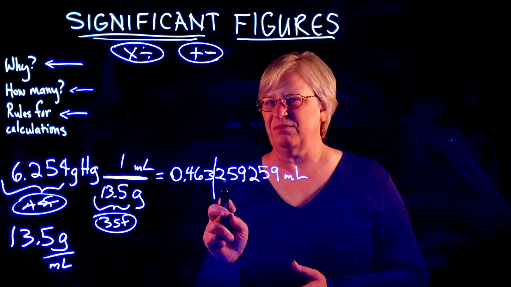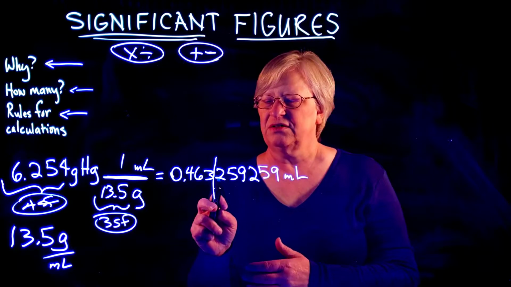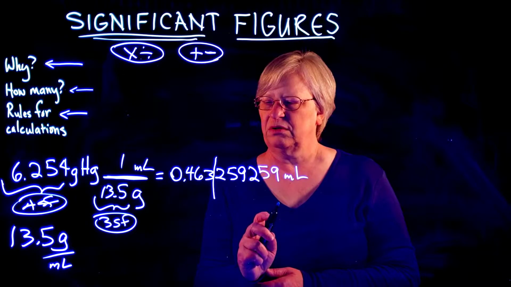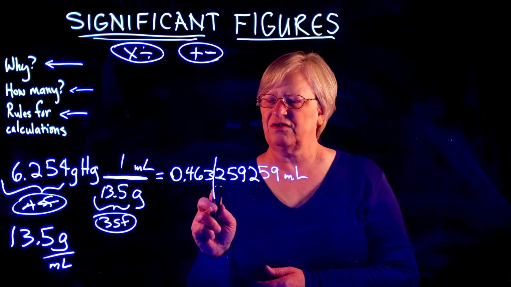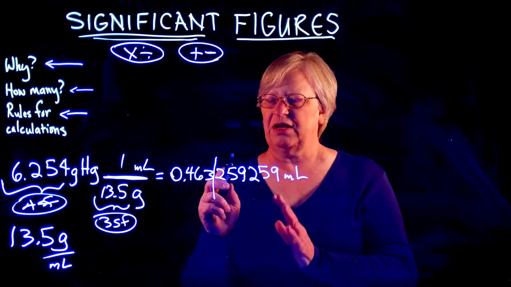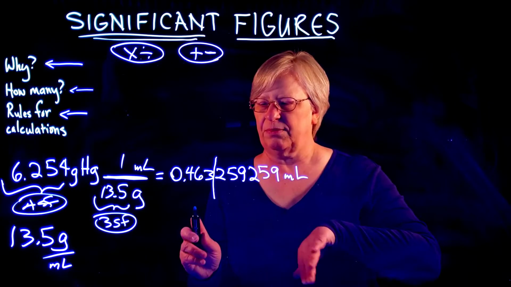By cut it off, I mean round it, right? So we're only going to get 1, 2, 3 sig figs. If this 2 were an 8 or a 7, I would round up. But as it is, since it's a 2, I'm just going to drop it away.